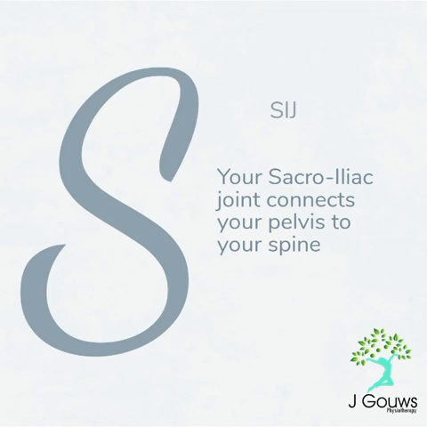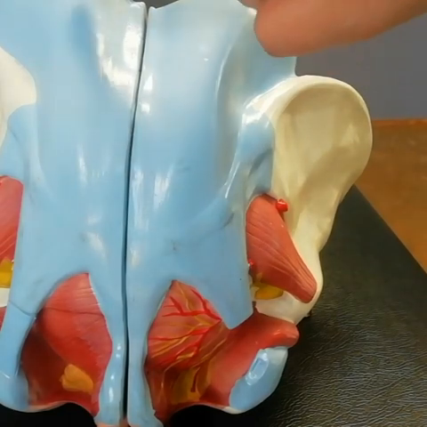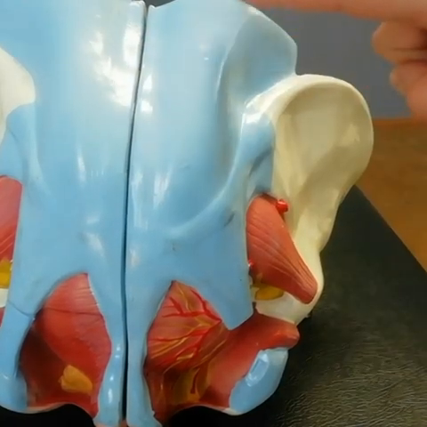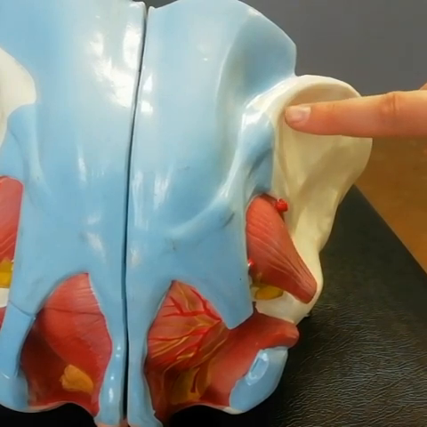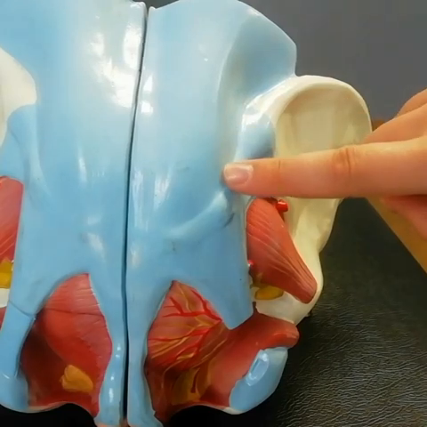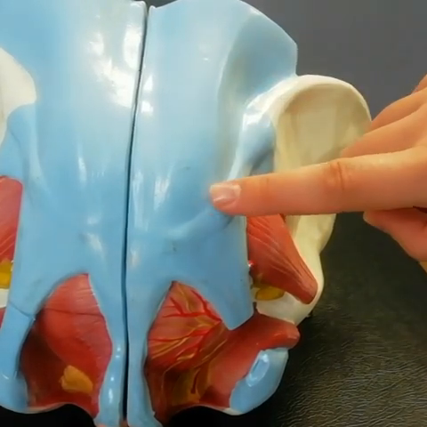S is for SIJ or sacroiliac joint. It's the joint formed between the bones of the last little bit of your spine and your pelvis. If you look at the pelvic model, this would be your sacrum, and this part of your pelvis, that big bone on the side that you can feel, is called your ilium. The joint that's formed between those two is your sacroiliac joint.